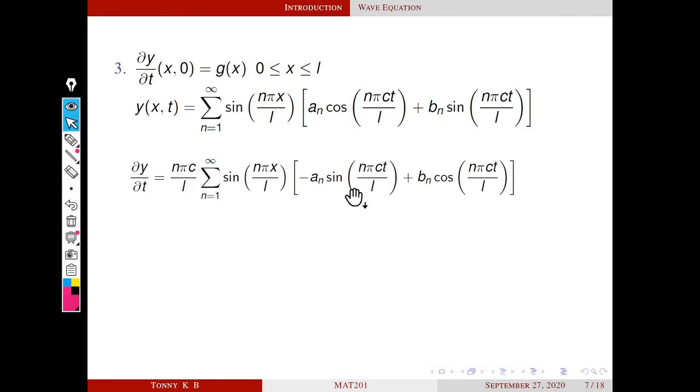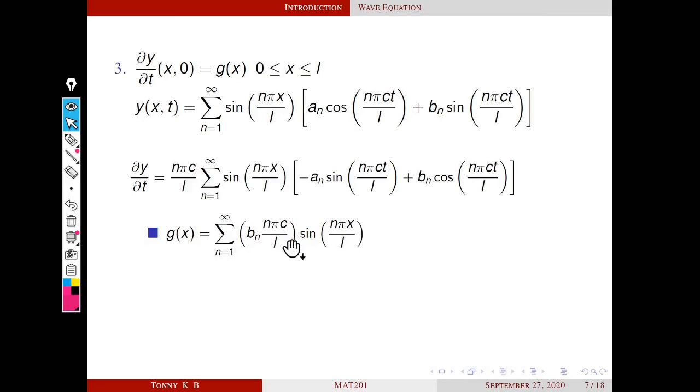What about the right hand side? When t equal to 0, sin 0 is 0 and cos is 1. So this becomes bn. So when t equal to 0, this expression becomes g of x equal to the sum from n equal to 1 to infinity of bn times n pi c by l into sin(n pi x by l).